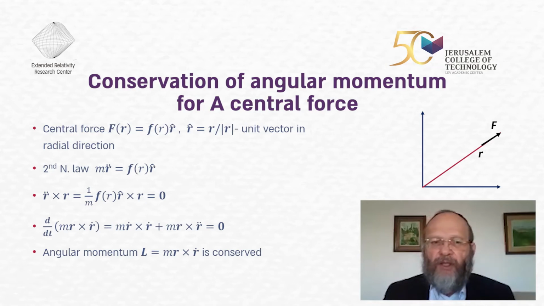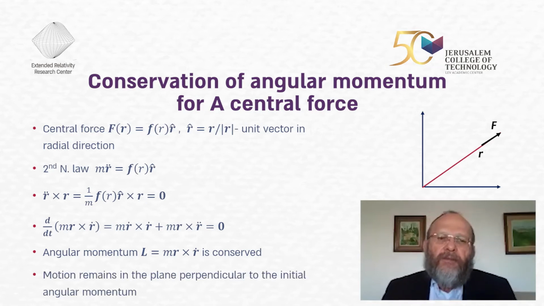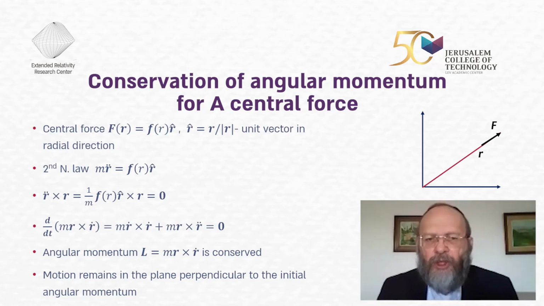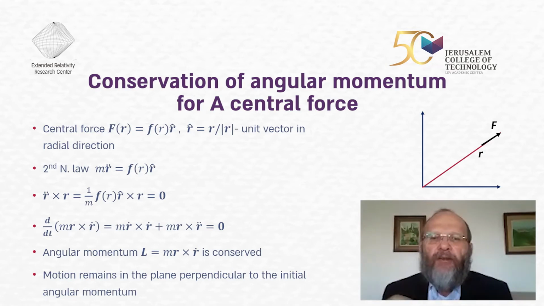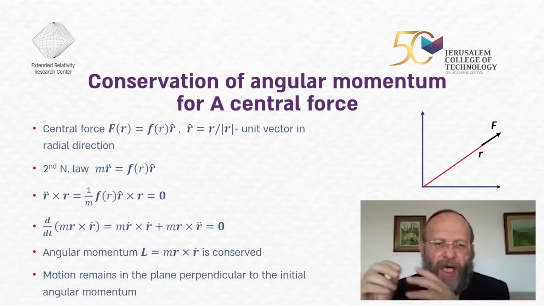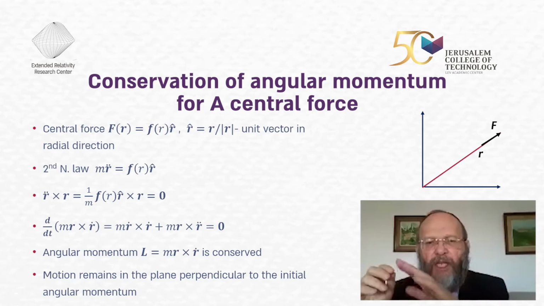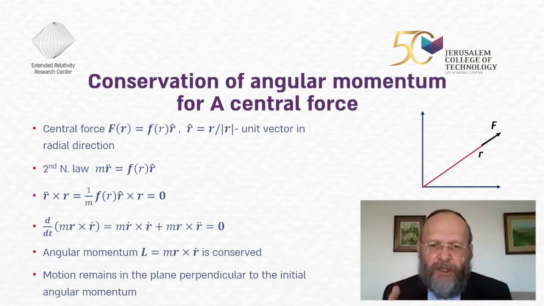For instance, one of the consequences: in the motion, at the initial condition, the initial state, you have your object at some position r, and the velocity in another direction. You can draw a plane through the initial vector r and its velocity.